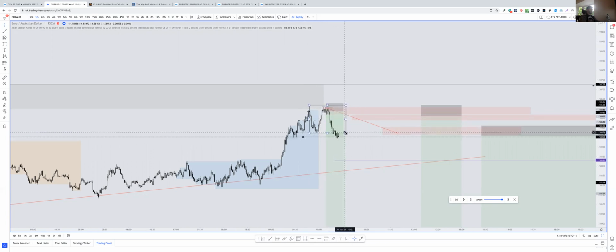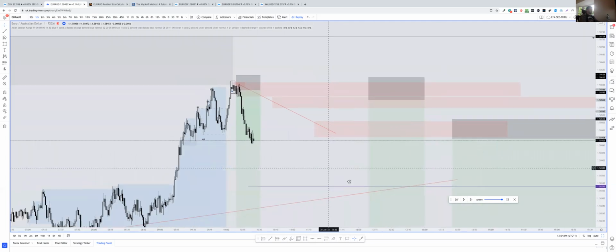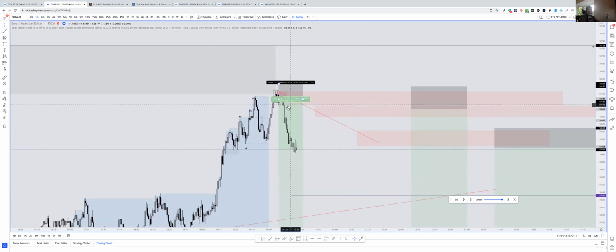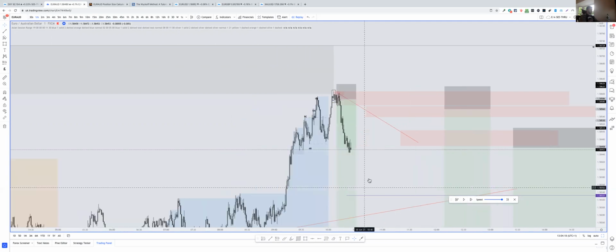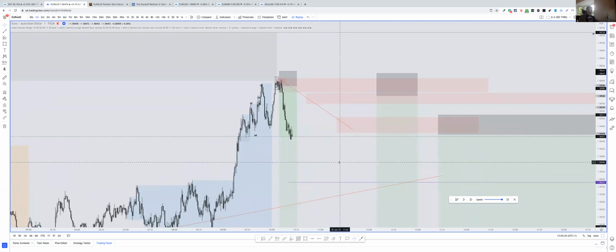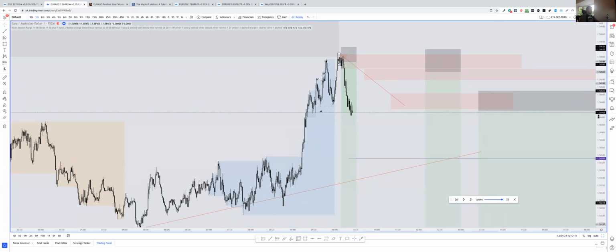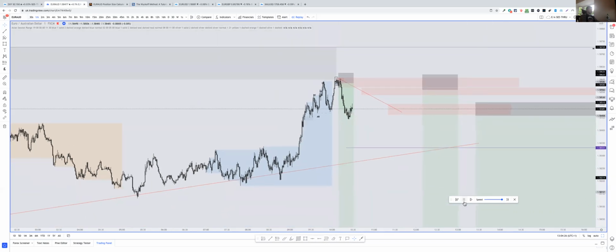Okay, so there's no reason why now, to be fair, this is again why, in trade management, I'm not going break even yet. There's no reason why price can't come all the way up here, again, to mitigate their orders here before continuing lower. Yeah, it's completely valid. But this is something I wanted to show you guys.